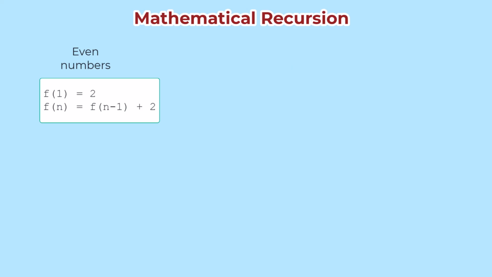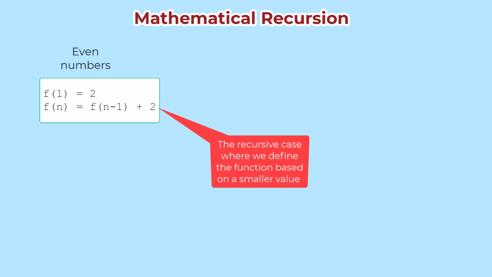Let's make sure we understand how that works. Every recursive function is made up of 2 cases. Recursive cases, where the value of the function for one parameter value is defined in terms of the function's value for a different parameter value. In this case, the nth even number is defined to be 2 more than the n minus first value.